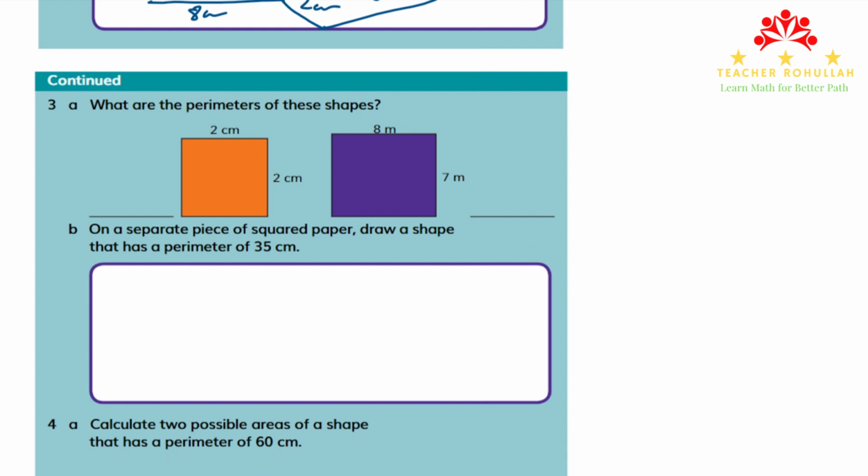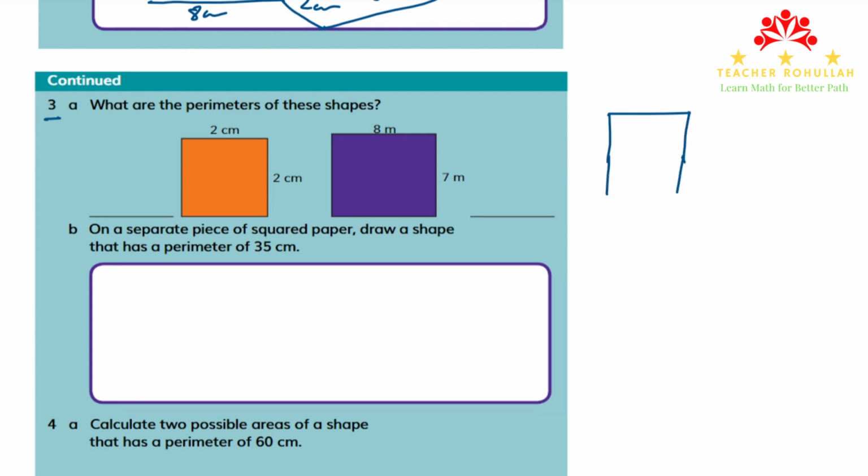In question 3 also we have 2 parts, part A and part B. In part A it says, what are the perimeters of these shapes? You know that perimeter is the distance around a shape.